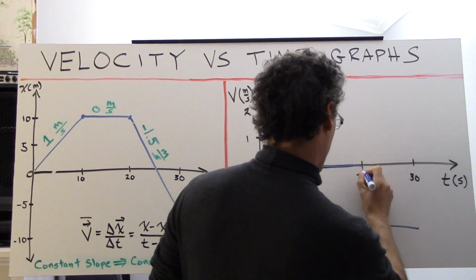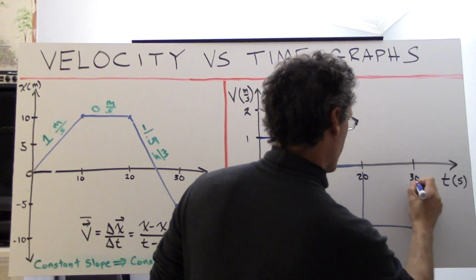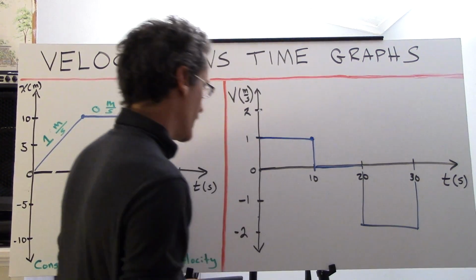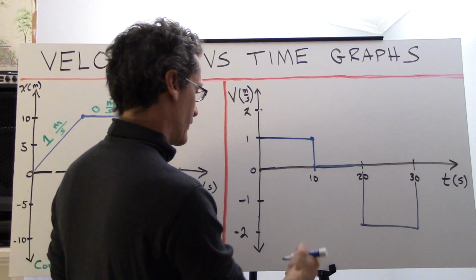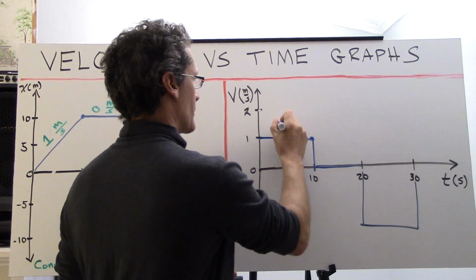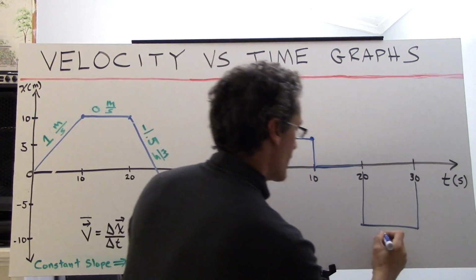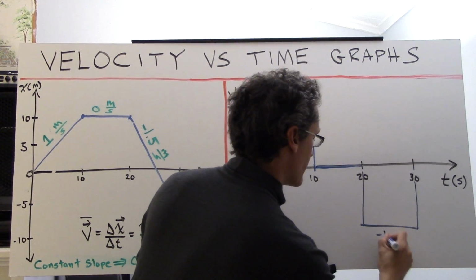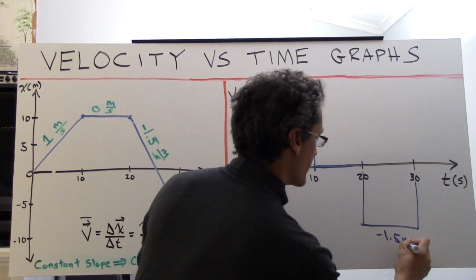And so we have this representing the motion here of negative 1.5 meters per second. So I'm going to label that just so we know what it is. That's 1 meter per second. This is negative 1.5 meters per second.